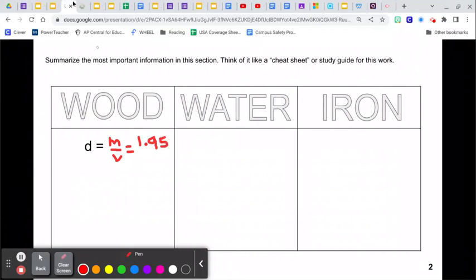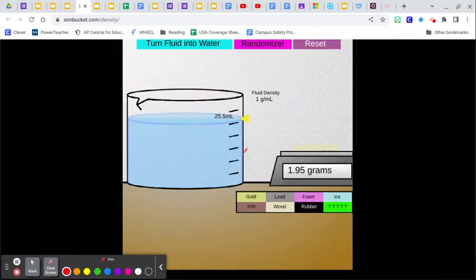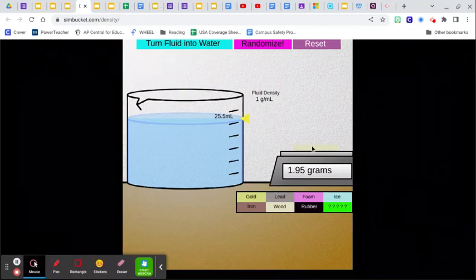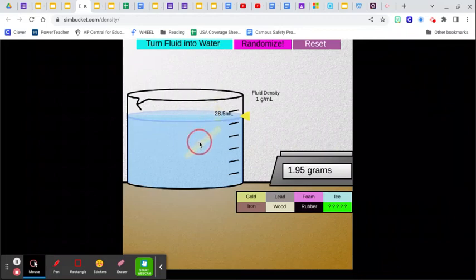And then I also need to measure the volume of the wood. In order to measure the volume, I'm going to drag the piece of wood under the water, and you can see that the volume went up to 28.5. When the piece of wood is completely submerged, we say that it's displacing that amount of water. So the maximum volume is 28.5, and the minimum was 25.5.